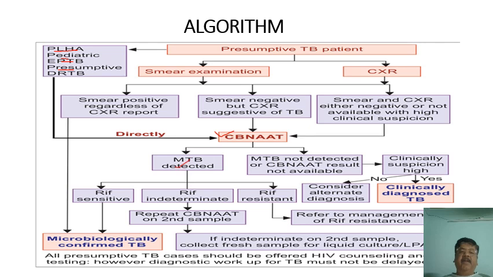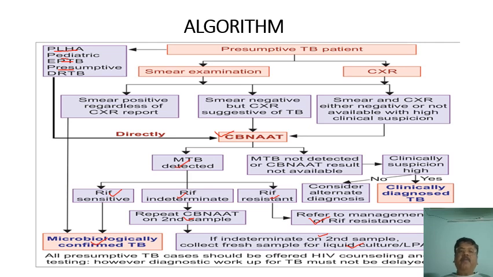If MTB is detected and it is rifampicin sensitive, we can label it as a microbiologically confirmed case of tuberculosis. If MTB is detected and rifampicin is indeterminate, repeat CBNAAT on a second sample. If it is indeterminate on the second sample, collect a fresh sample for liquid culture and line probe assay. If it is rifampicin resistant, refer to the management of rifampicin resistance.